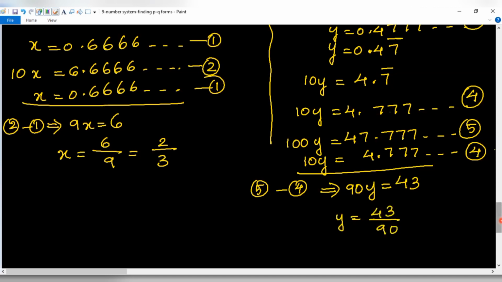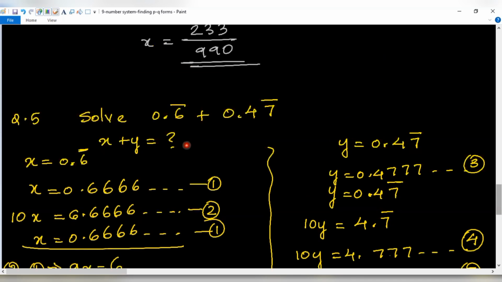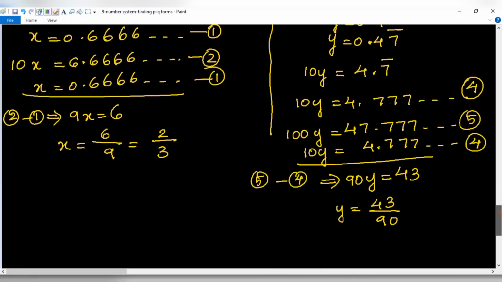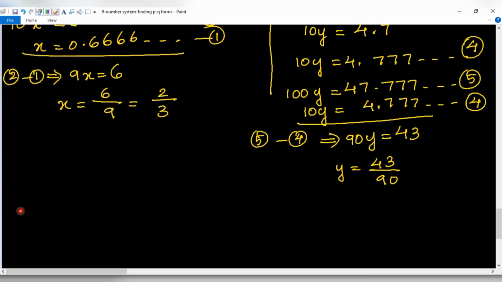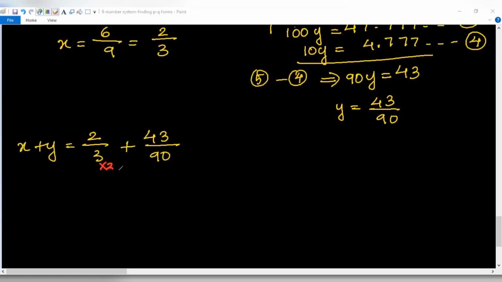Now actually what we were asked to do, we were supposed to find out x plus y, right? We have given the variable names, to write down the problem properly, x plus y will become 2 by 3 plus 43 by 90. See, 3 can be converted into 90 very easily, because 90 is a multiple of 3. We can make it into 90 if we multiply by 30. 3 into 30 will become 90.